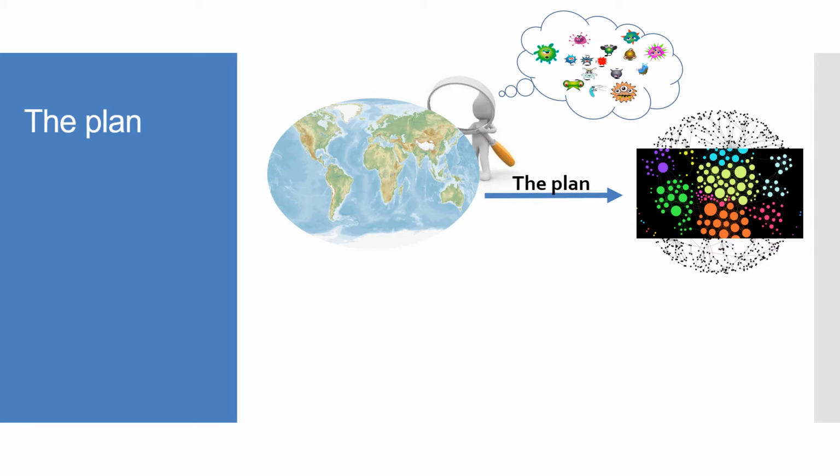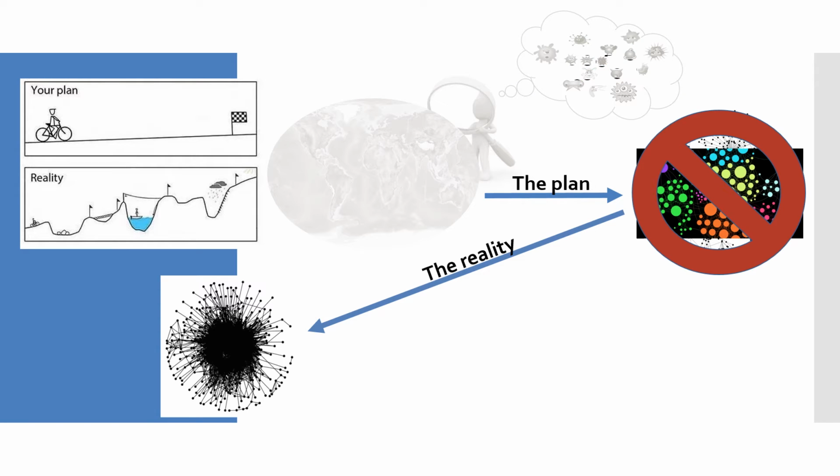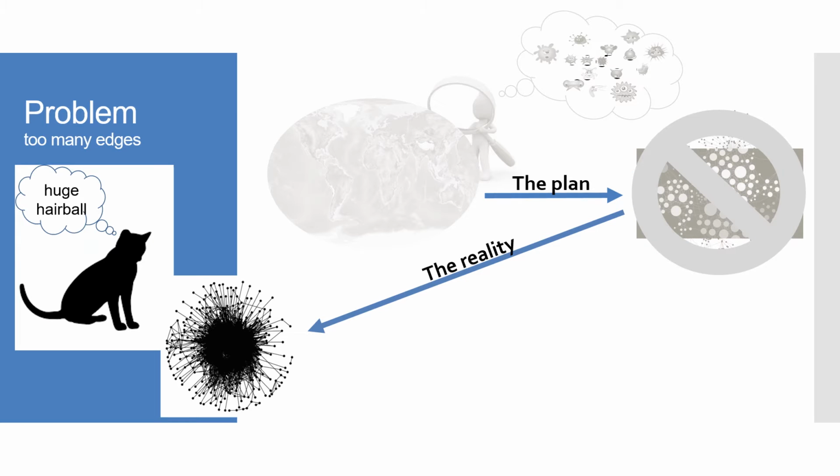When I started my project, the plan was to use microbial abundance data my institute already had, construct the network, and start analyzing it. However, the plan did not match reality. Instead of a pretty network, I obtained a hairball. A hairball is a dense network with way too many edges. So before network analysis, we had to filter the network.